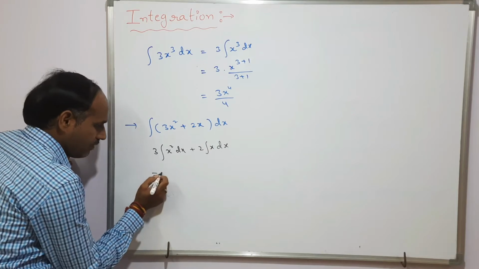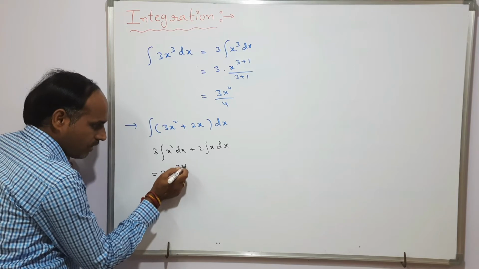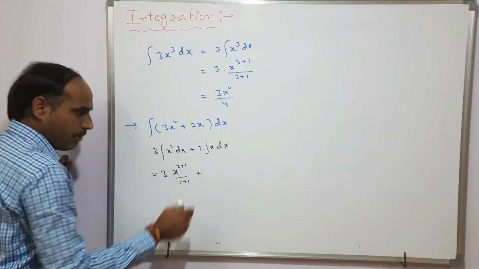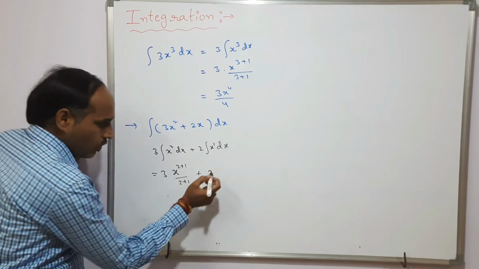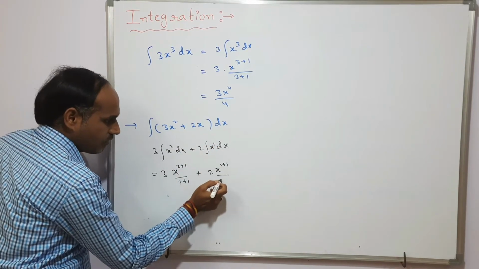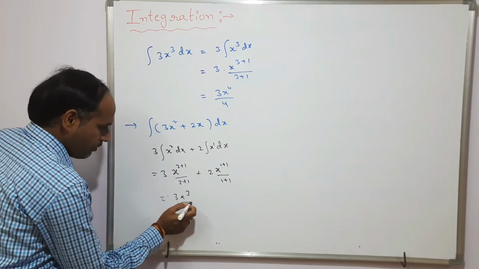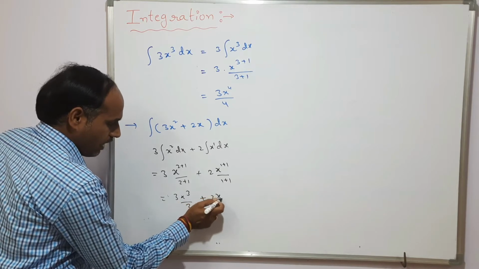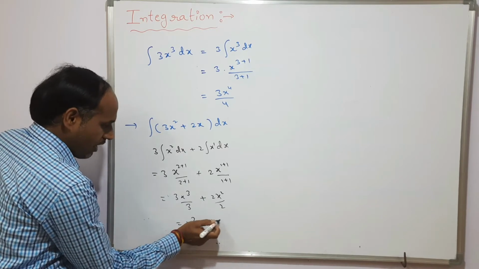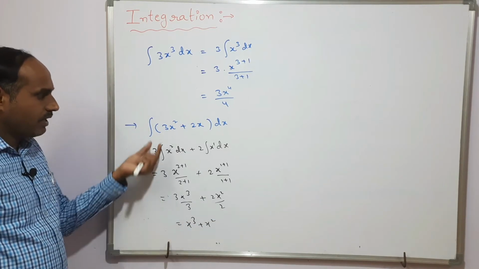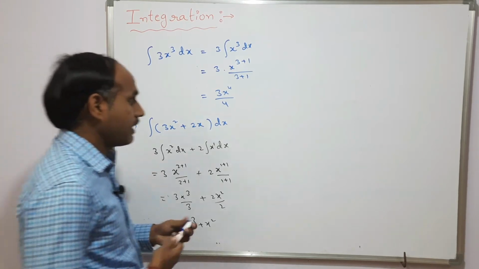Then for the 3, the integral of x to the power of n dx form is there, so x to the power of 2 plus 1 by 2 plus 1, plus 2 into the integral of x dx, there is power 1. So again here you can write x to the power of 1 plus 1 by 1 plus 1. So here you can write 3x cube by 3 plus 2x square by 2. So we will get x cube plus x square as the final answer for this integral of 3x square plus 2x dx here.